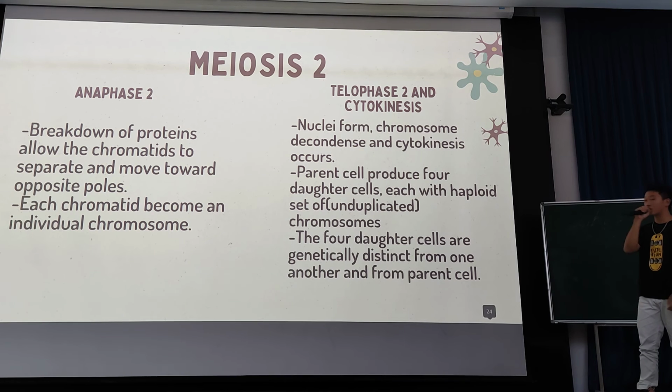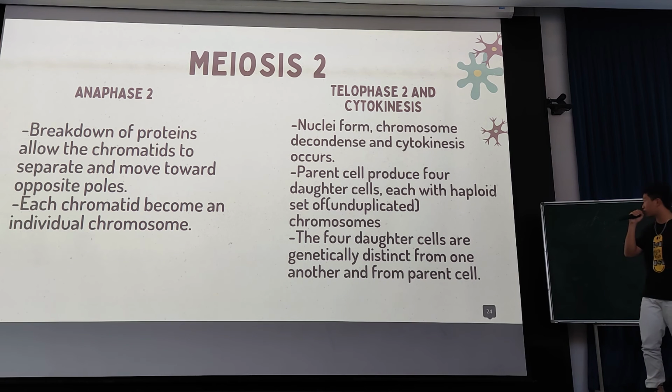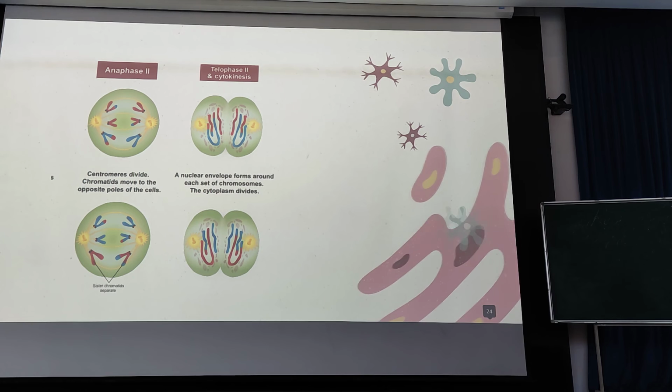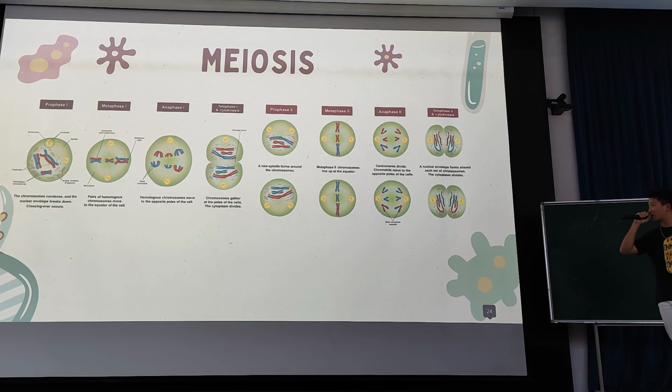In telophase 2 and cytokinesis, the nuclei form, chromosomes decondense and cytokinesis occurs. Parent cell produces 4 daughter cells, each with a haploid set of unduplicated chromosomes. The 4 daughter cells are genetically distinct from one another and from parent cell. Here is a picture for anaphase 2 and telophase 2 and cytokinesis. And here is the process of meiosis.